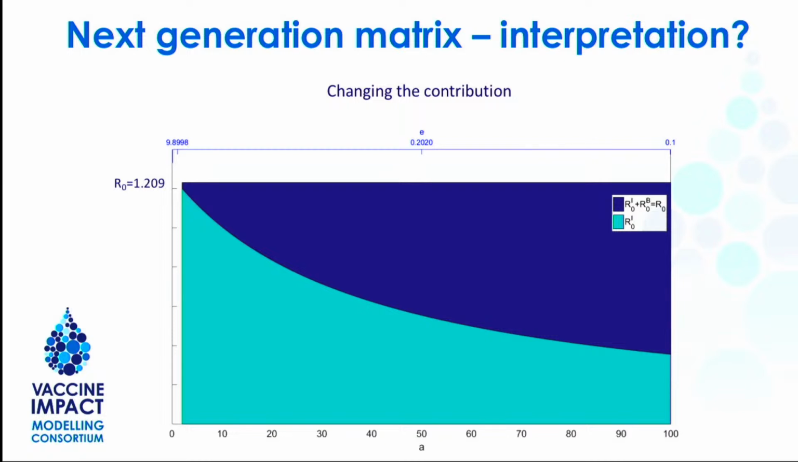Over on the left, for a low value of A, low amount of contact with the contaminated reservoir, but a high shed rate into the contaminated reservoir, most of the contribution to R0, this kind of turquoise colour, is coming from the infected humans. If we go over here, we've got a very high contact with the contaminated reservoir, but a low shed rate into the environment. Most of this contribution is coming from bacteria.